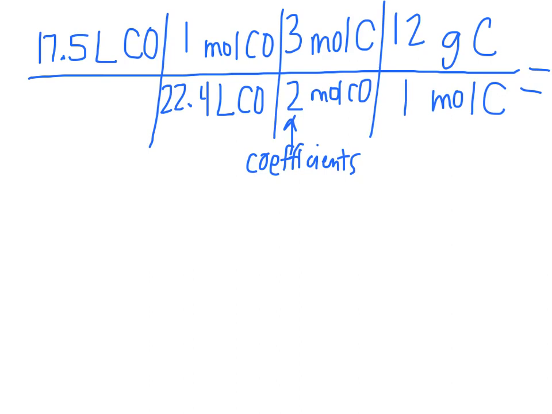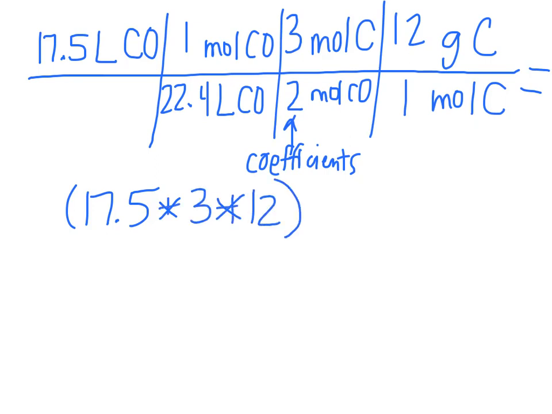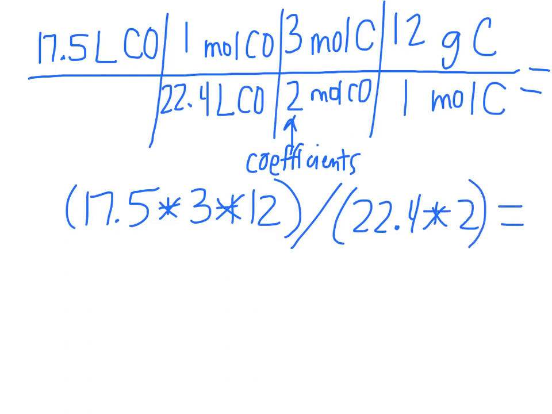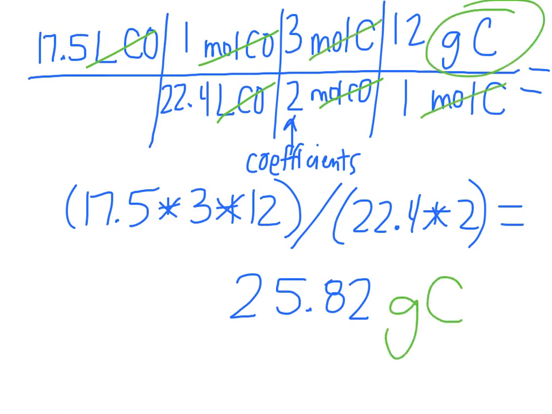So now you're just going to do what you've always done, which is multiply across the top, and then multiply across the bottom, and then top divided by bottom. So in your calculator, all the numbers across the top multiply, divided by all the numbers on the bottom multiplied. And so when you plug that in, you'll get 25.82, and this is grams of carbon. If you go back up to your chart, you'll see that liters of carbon monoxide got canceled out, moles of carbon monoxide got canceled out, and moles of carbon. You're left with grams of carbon as your unit.